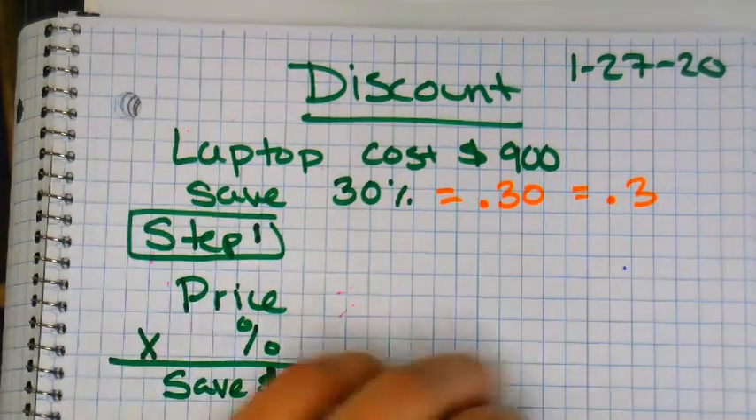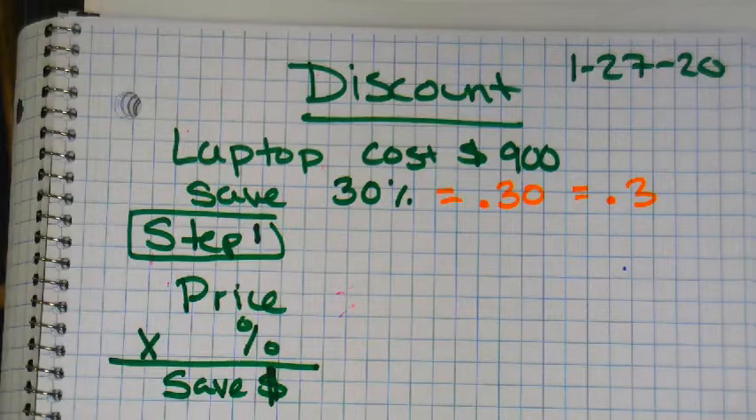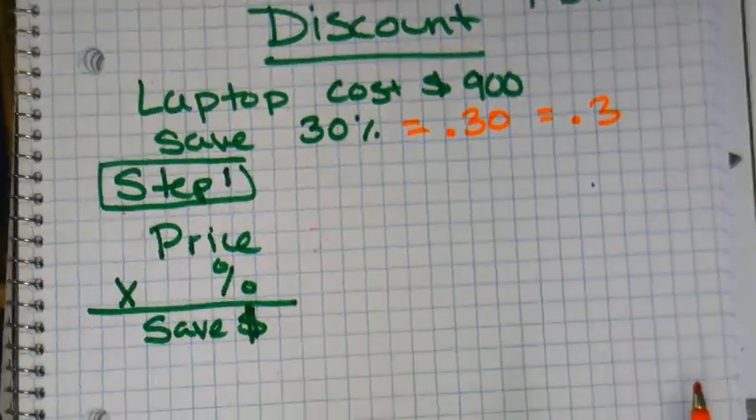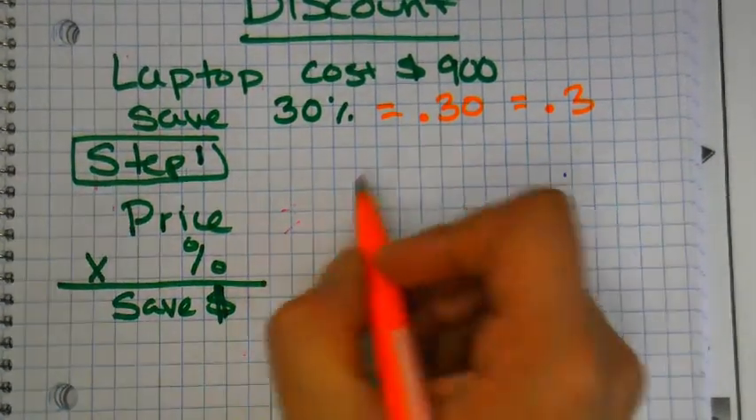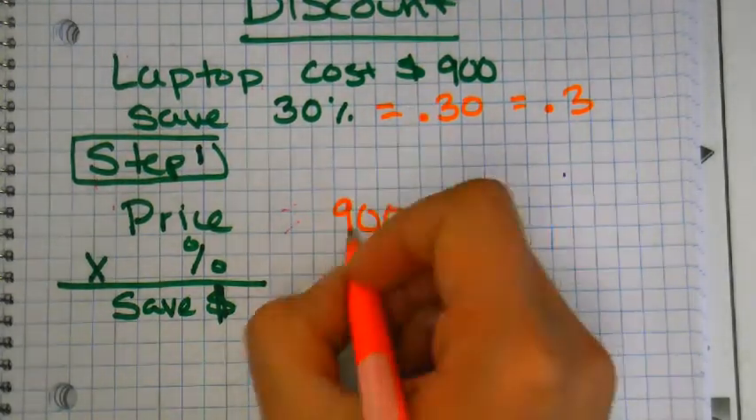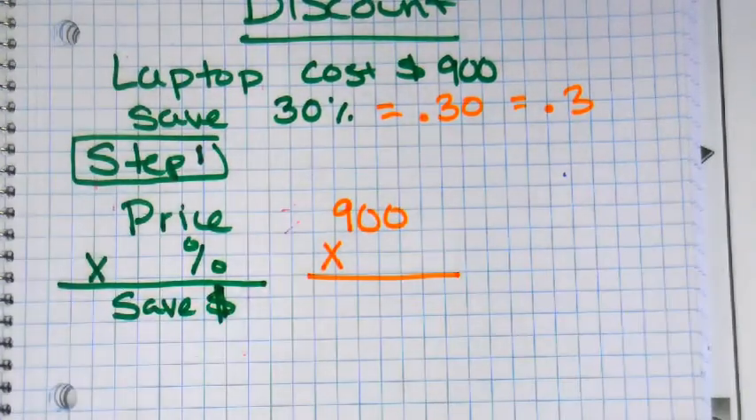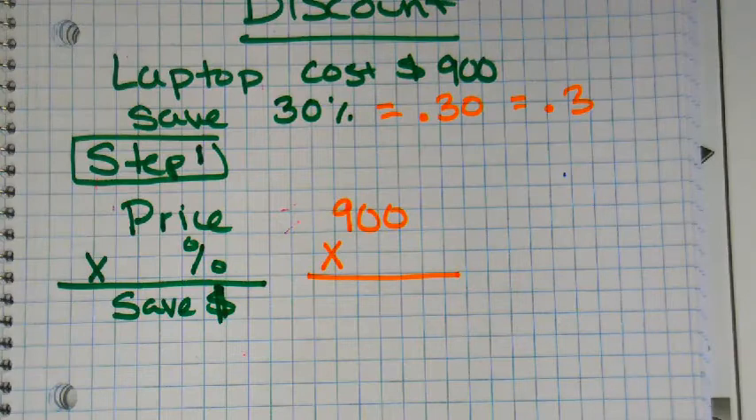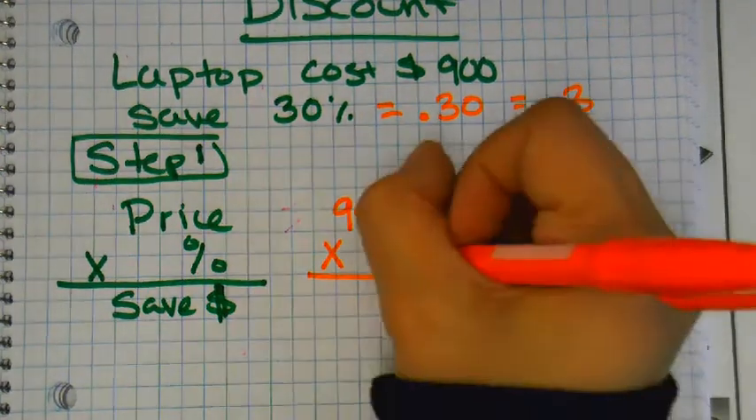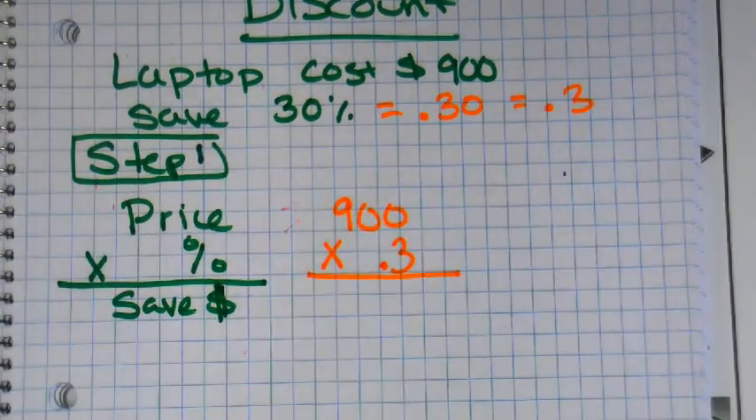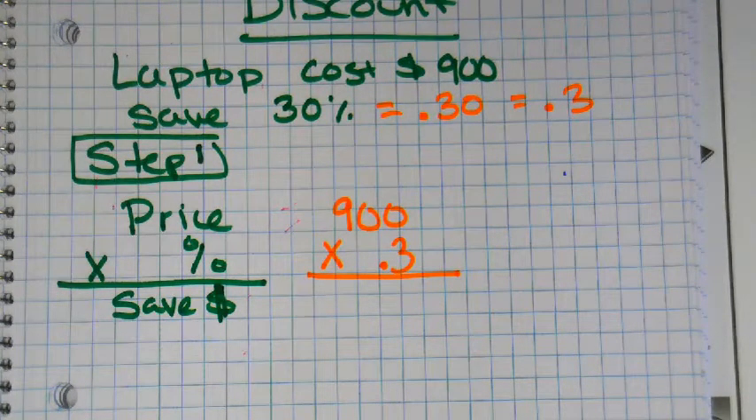Step 1. You're going to take your price and multiply it by your percent. This will give you how much you're going to save in dollars. Okay? So, what is my price right now? My original price? $900. So, I'm going to take 900 and I'm going to multiply it by my percent. What's my percent written as a decimal? 0.3. Do we need that 0.30? Nope. That means too many numbers to multiply. Okay, so we're writing this down nice and neatly. We're focusing. This is your first step. This will always be your first step. Price times percent equals how much money you save.